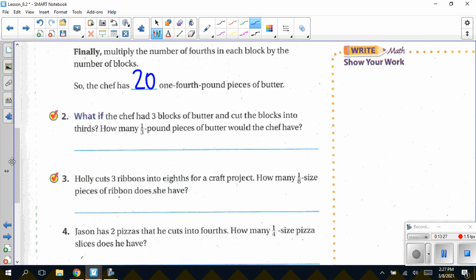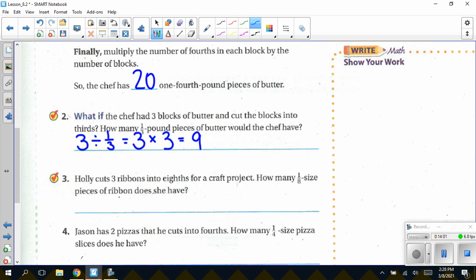Moving on to question number 2. What if the chef had 3 blocks of butter and cut the blocks into thirds? How many 1/3 pound pieces of butter would the chef have? So I am only going to show this using our division. So we are starting with 3 full blocks of butter, dividing them into 1/3 pound pieces. Change that to its multiplication problem. First number stays the same, times, flip the second number, so 3/1 equals 3, and 3 times 3 is 9.